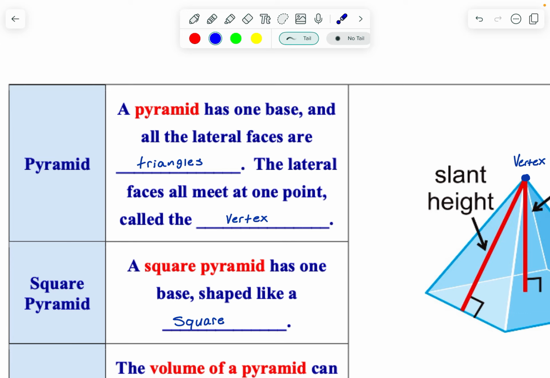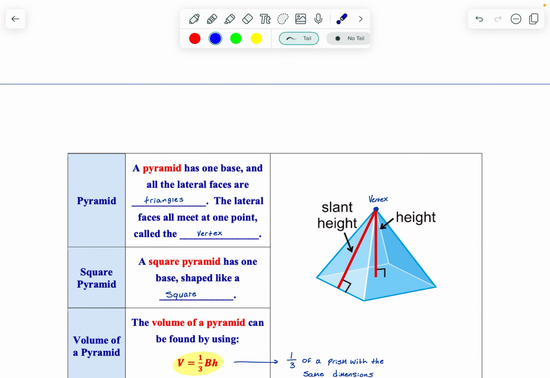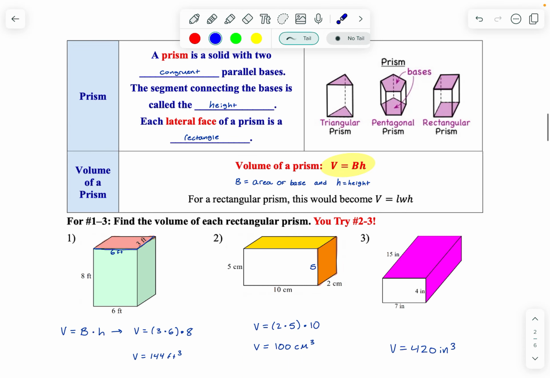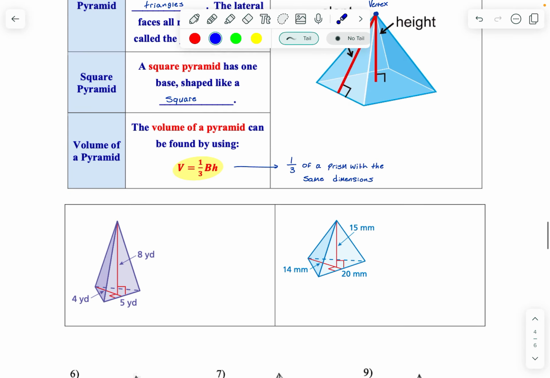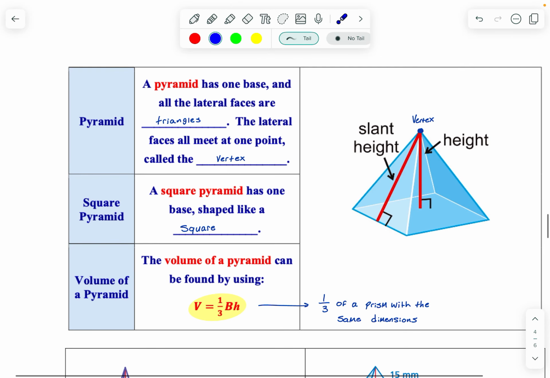A square pyramid has one base and it's shaped like a square, and that's why we call it a square pyramid. Same thing with a rectangular pyramid. Same thing with a triangular pyramid. The shape of the base is the same as the name. Right? So just like prisms, when we called something a rectangular prism and its base was a rectangle, or a triangular prism and its base was a triangle, a square pyramid has a base of a square. A rectangular pyramid has a base of a rectangle.